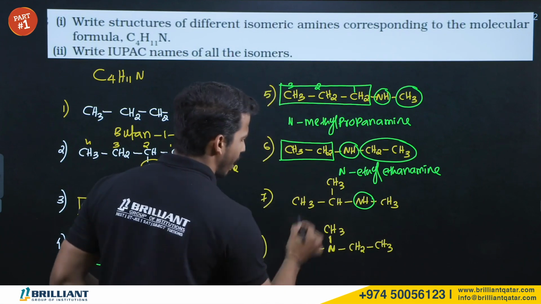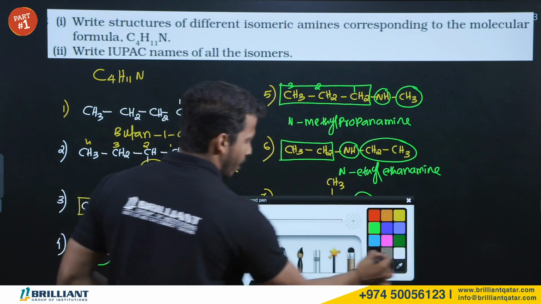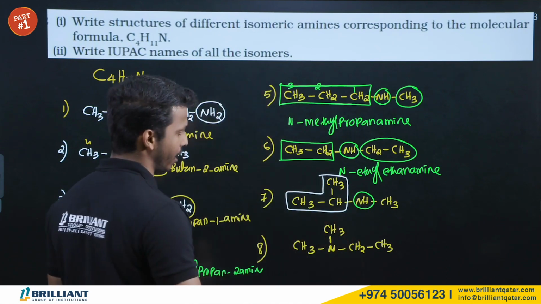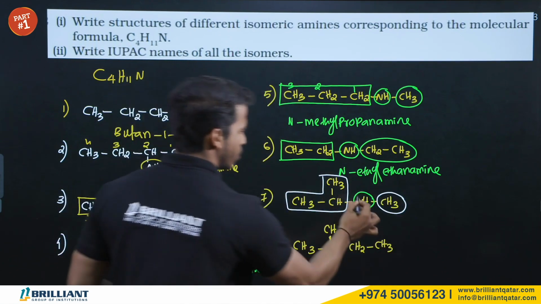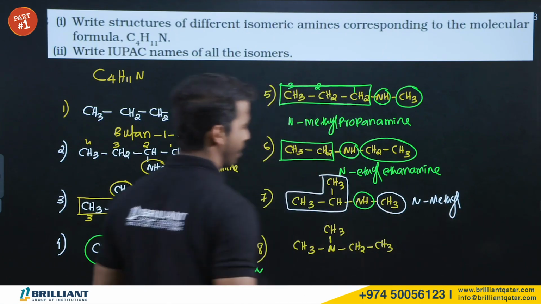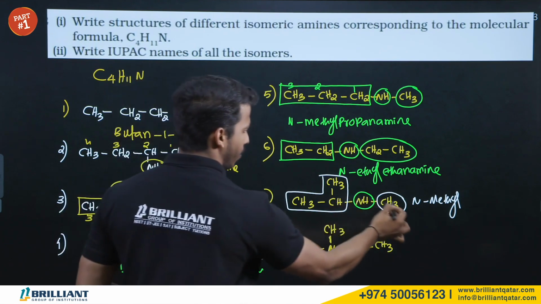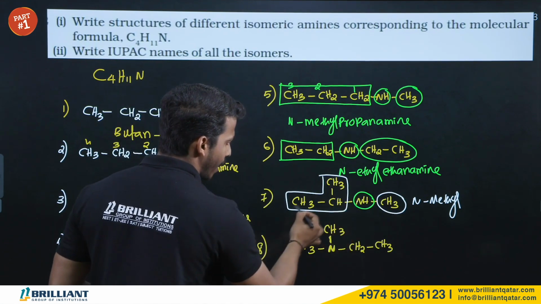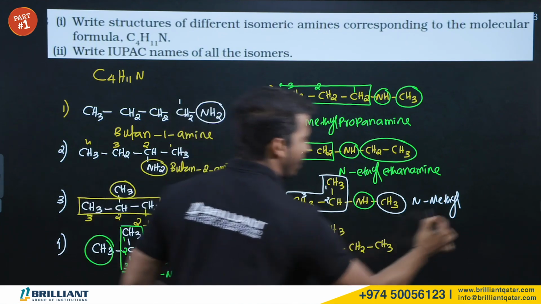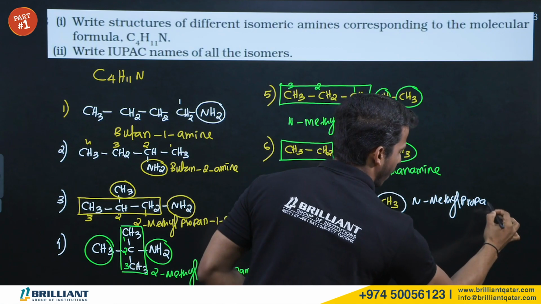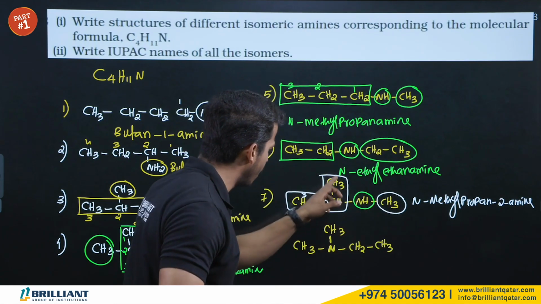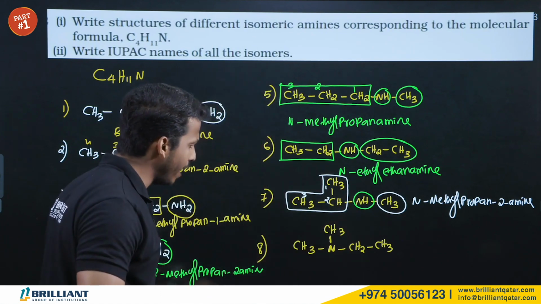This is the one we have, and which is the parent chain, dear all? Here the parent chain is this one. This is the longest chain on the left side, and this is the branch, a methyl group. So N-methyl. Here the amine is present on the second position, so N-methyl propan-2-amine is the IUPAC name. What about the 8th compound?